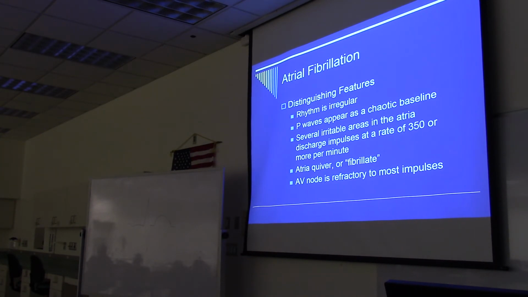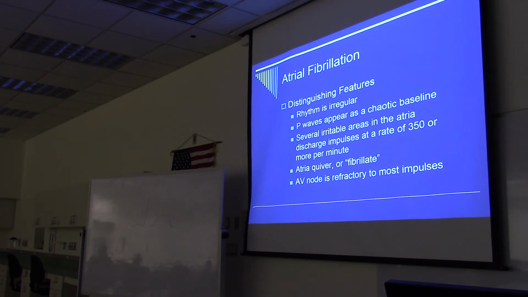All right, so that was it with atrial flutter, and now we move to atrial fibrillation. The distinguishing features are that the rhythm is irregular. So I want you to circle that, put some stars next to it. Say no more. Instead of P waves, you're going to see a chaotic baseline.